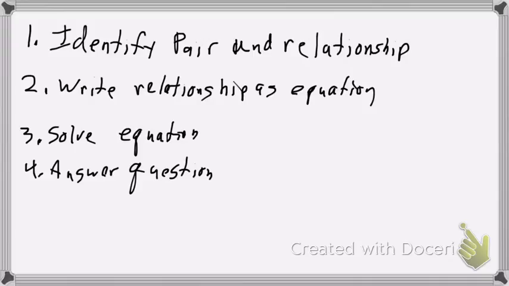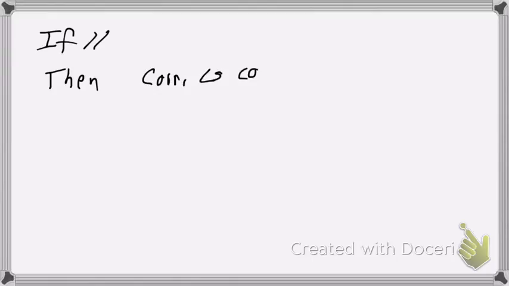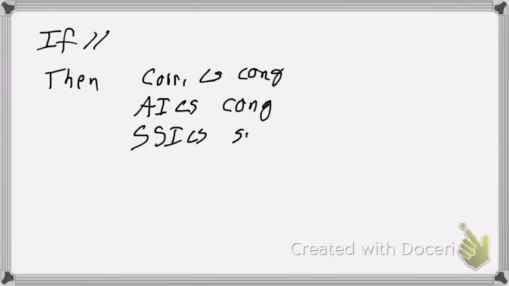Okay. So, what we looked at in section 3.2 was this. We said if parallel lines, then we got corresponding angles are congruent. We got alternate interior angles are congruent. We got same side interior angles are supplementary. And we got alternate exterior angles are congruent.